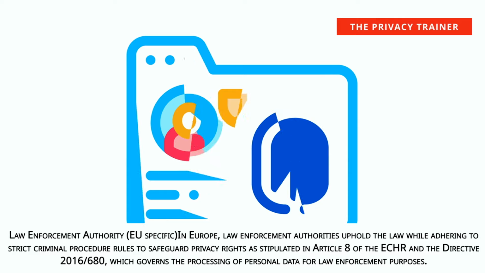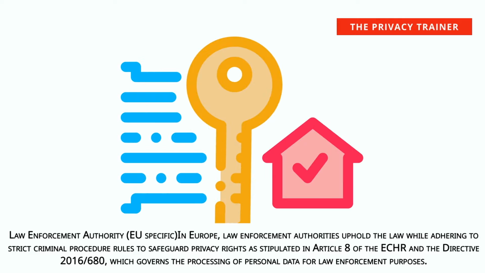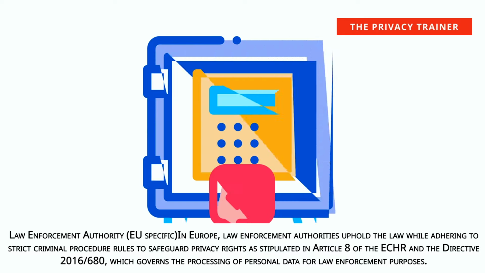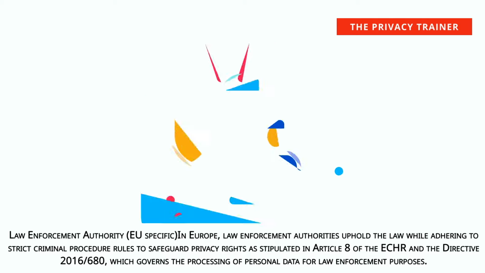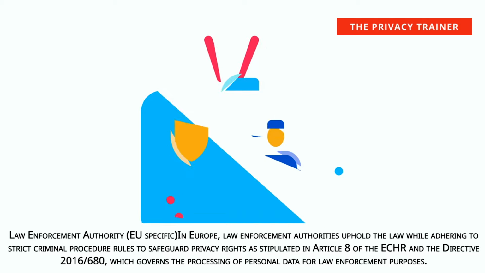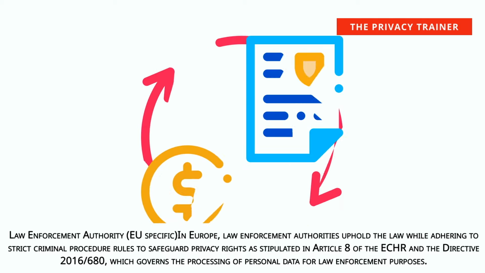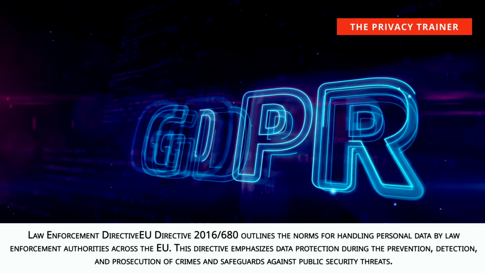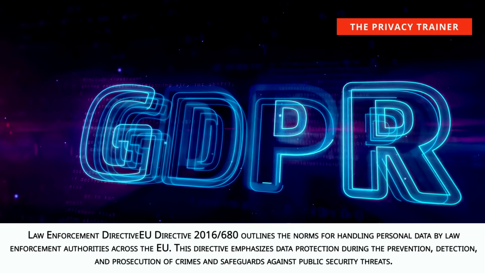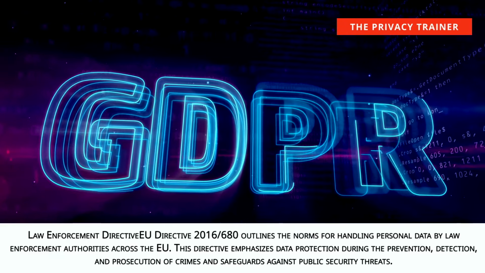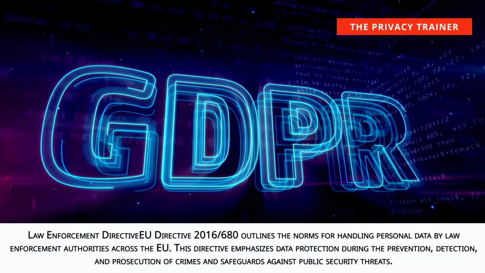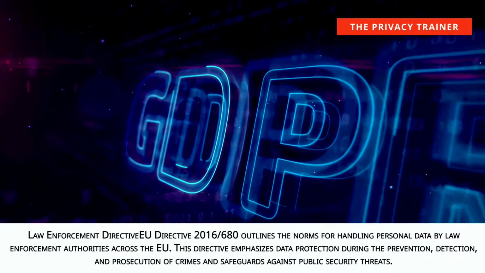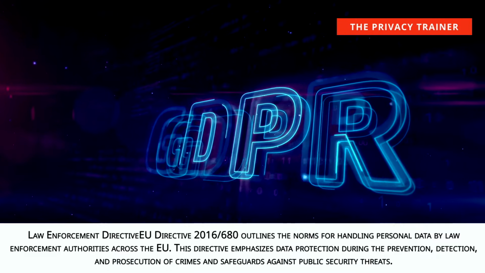Law enforcement authorities uphold the law while adhering to strict criminal procedure rules to safeguard privacy rights as stipulated in Article 8 of the ECHR and the Directive 2016/680, which governs the processing of personal data for law enforcement purposes. Law Enforcement Directive: EU Directive 2016/680 outlines the norms for handling personal data by law enforcement authorities across the EU. This directive emphasizes data protection during the prevention, detection, and prosecution of crimes and safeguards against public security threats.